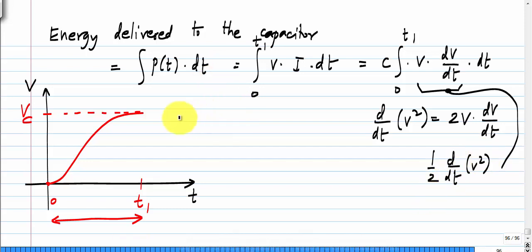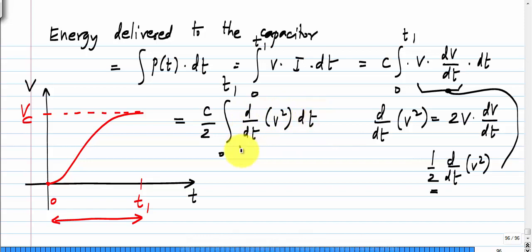So basically the energy delivered to the capacitor is nothing but C divided by 2 times the integral of the time derivative of V square. We have the time derivative of V square and we integrate it with respect to time. So obviously we just get the function itself, V square, over the appropriate limits from 0 to t1, which means that over the time interval 0 to t1, the voltage goes from 0 to Vc.